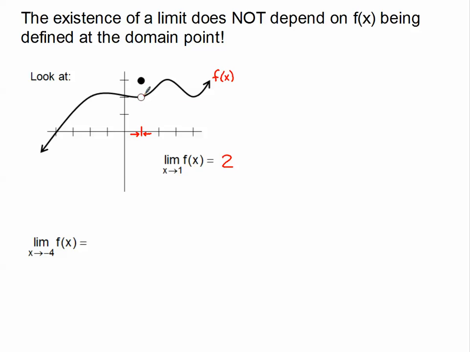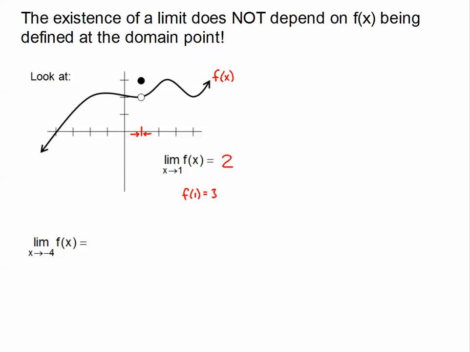I don't care if the function is actually defined right here or not. Sometimes it'll be an open dot, sometimes it'll be a closed dot. It doesn't matter what this dot actually is doing. What matters is what the function is doing, getting closer and closer on the left side, getting closer and closer on the right side. Now, I clearly can see that the function is actually equal to 3 when x equals 1. But I could care less what happens when x equals 1. I care what's happening as we get closer to 1 on each side. So I do know that f of 1 is equal to 3, but that really doesn't matter for my limit. My limit is equal to 2.